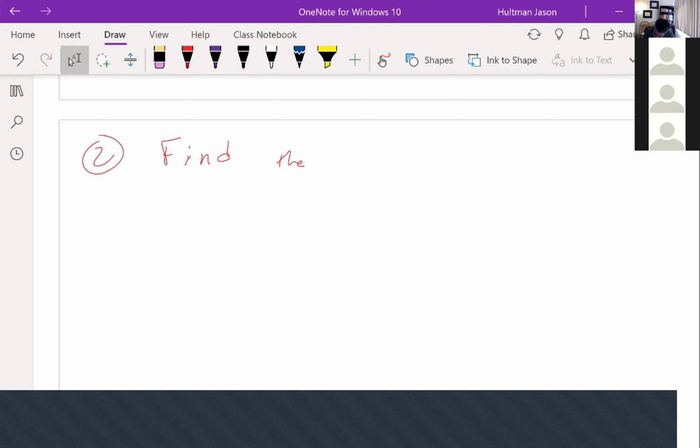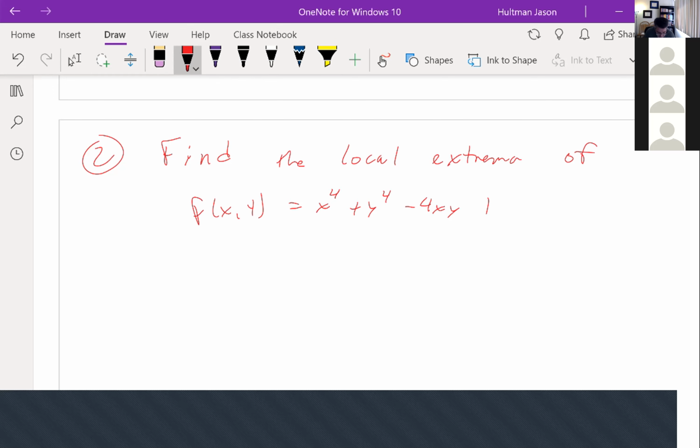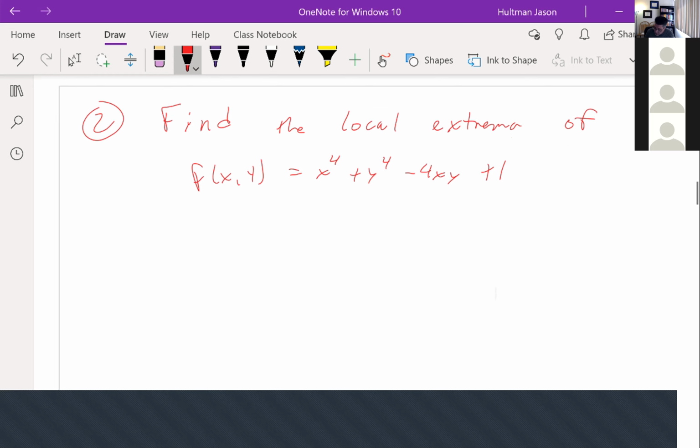Find the local extrema of f of x, y equals x to the fourth plus y to the fourth minus 4xy plus 1. Okay, so we want to find the local extrema here. We want to find the mins and maxes, right? So what are we going to do?